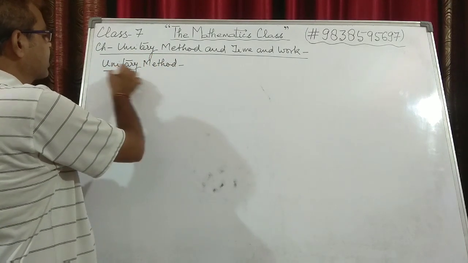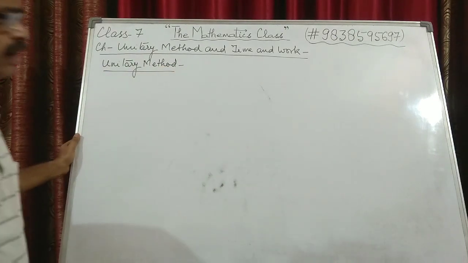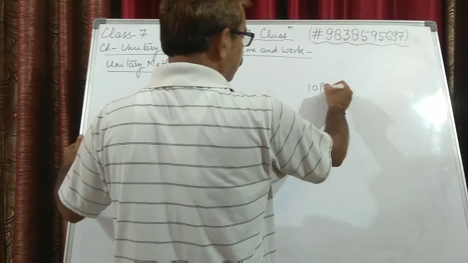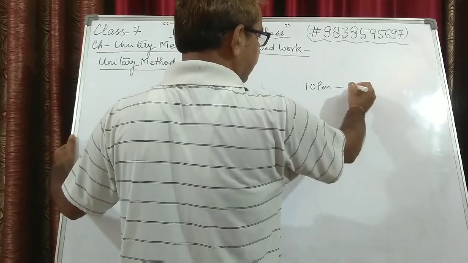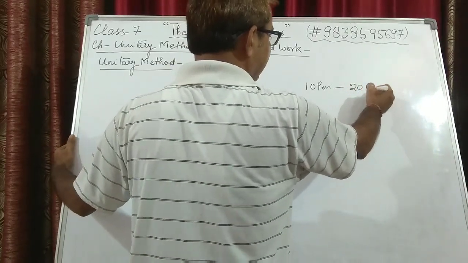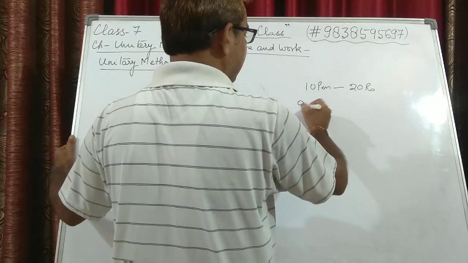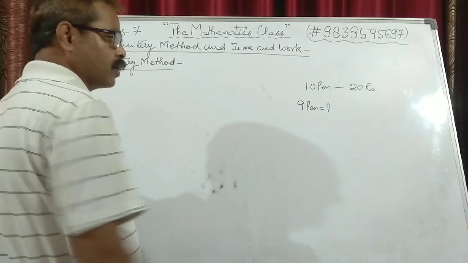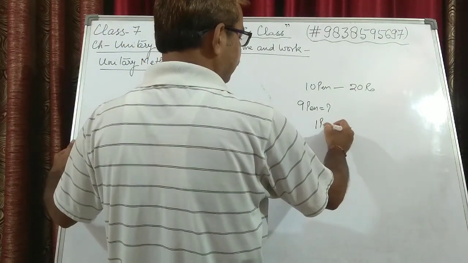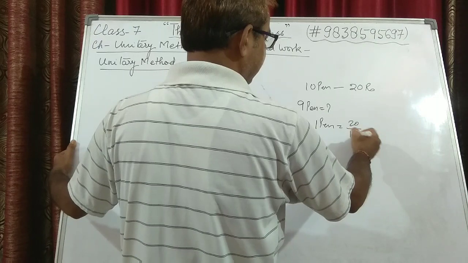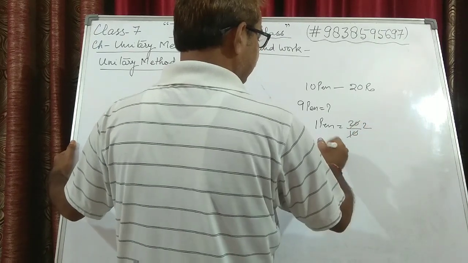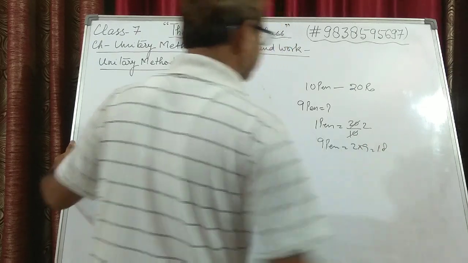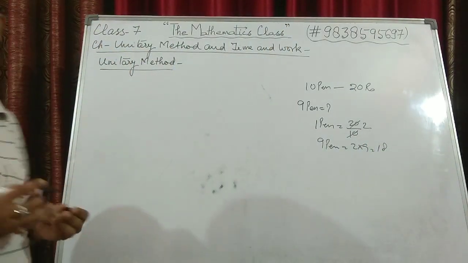In the smaller classes you have studied that if the cost of 10 pens was rupees 20, find the cost of 9 pens. What you used to do was calculate the cost of 1 pen, which was 20 divided by 10, that is 2, and then 9 pens used to be 2 into 9, that is 18. So basically what is unitary method?